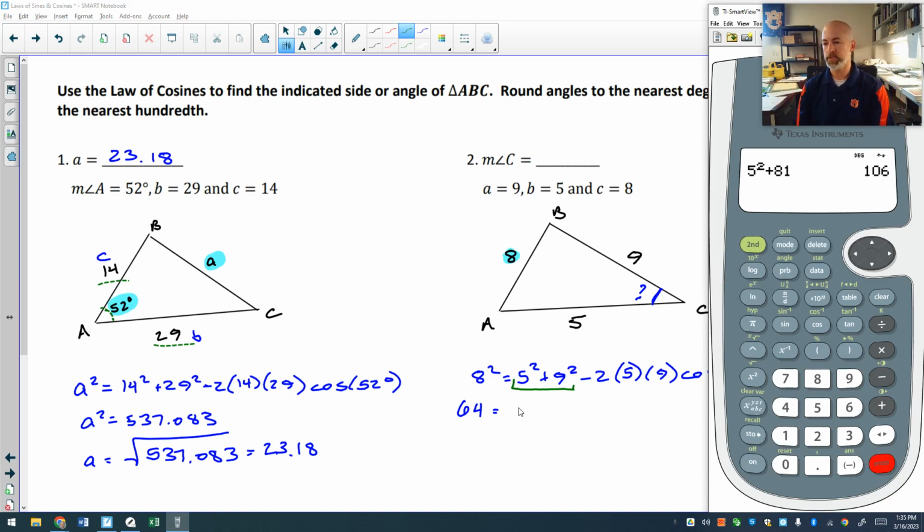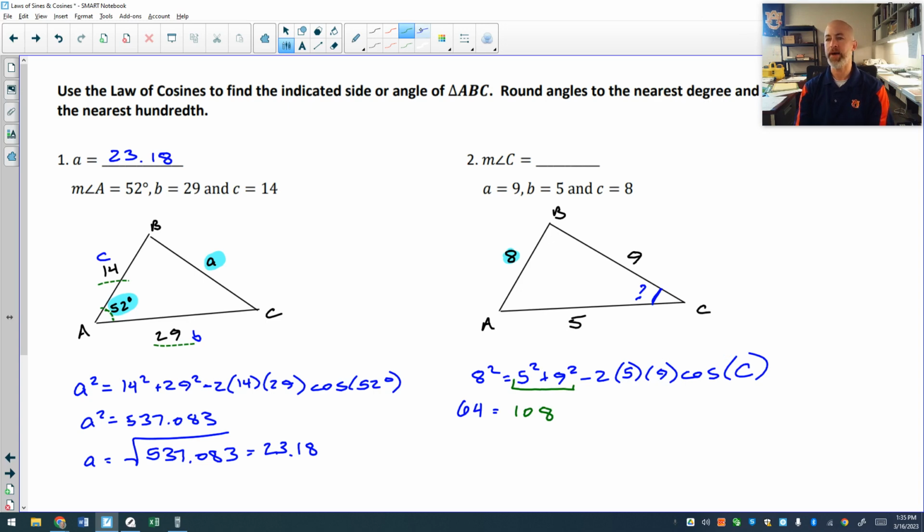So that's 106. Then I will subtract, and I need to do 2 times 5 times 9, which is 10 times 9. That's 90 times the cosine of C. And this next spot is where people will make mistakes in the law of cosines, because that 106 minus 90 is really pretty.